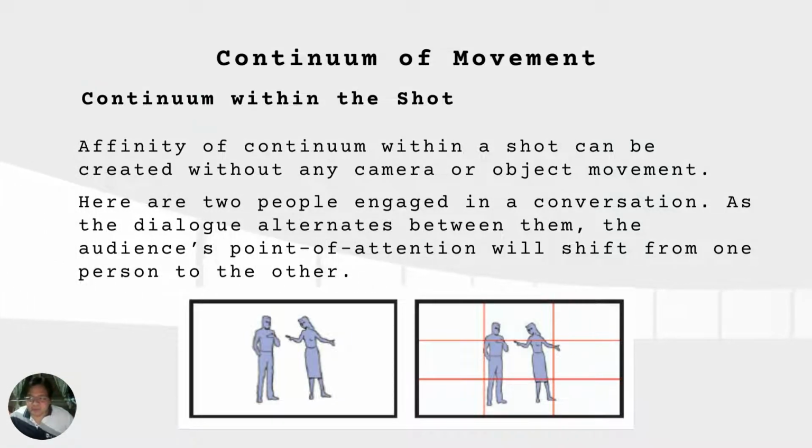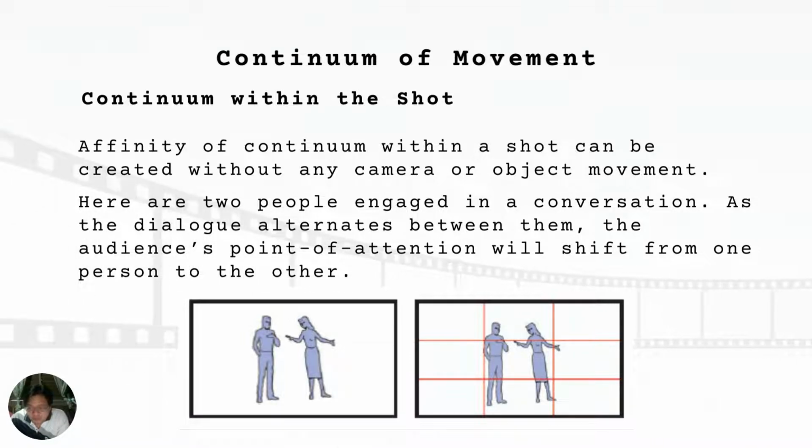Now, the continuum grid superimposed over the frame shows that both people are in the same quadrant. Diba? They are in the same quadrants. Okay? This creates affinity of continuum of movement.